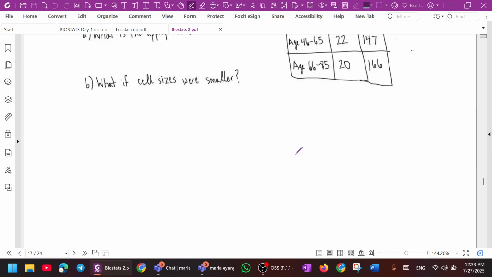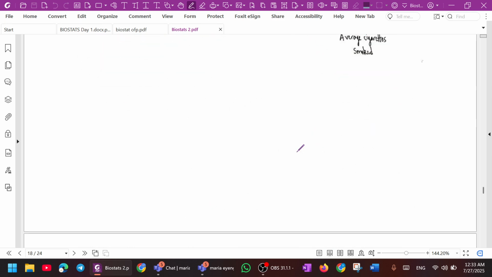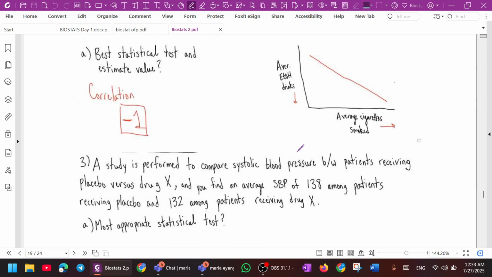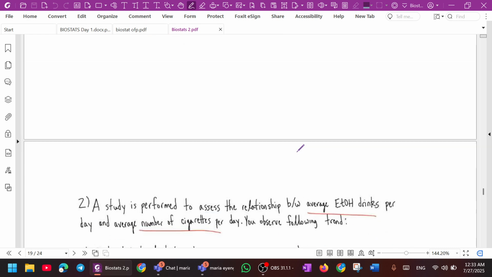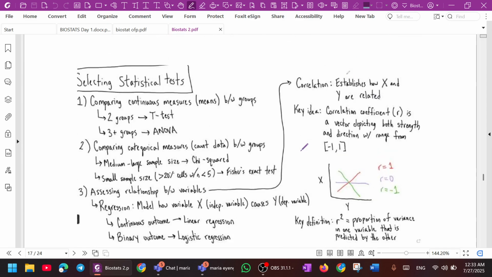I guess that would be an answer. But what if they are telling you they want to know, we are trying to correlate between these two groups? We are trying to correlate smoking and the ethanol. Yes. Okay, so it's correlation.